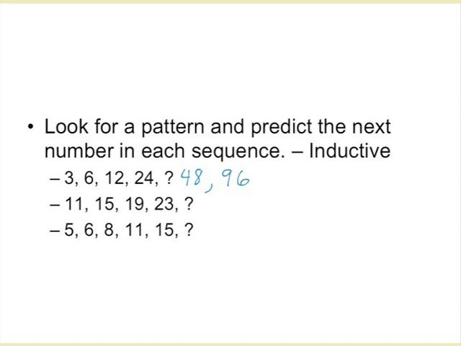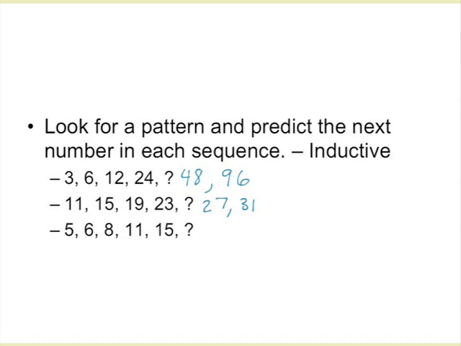Okay? We're going to go for the next two numbers in each sequence because that's what your homework asks you to do. For the next one, getting from 11 to 15 to 19 to 23, what am I doing? Adding 4. So I'm going to go 27, 31. The next one's a little bit trickier.